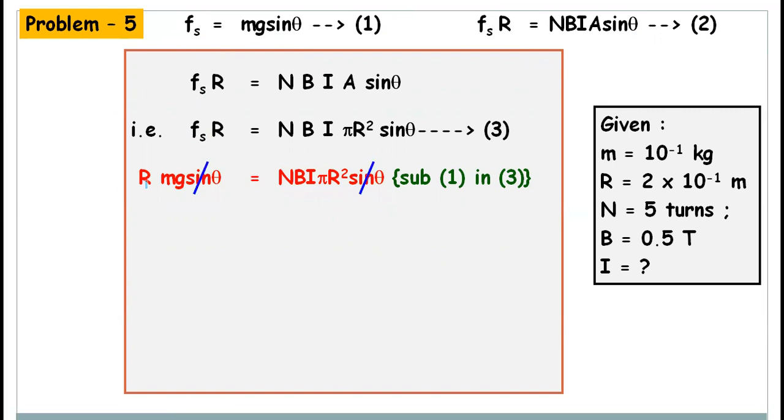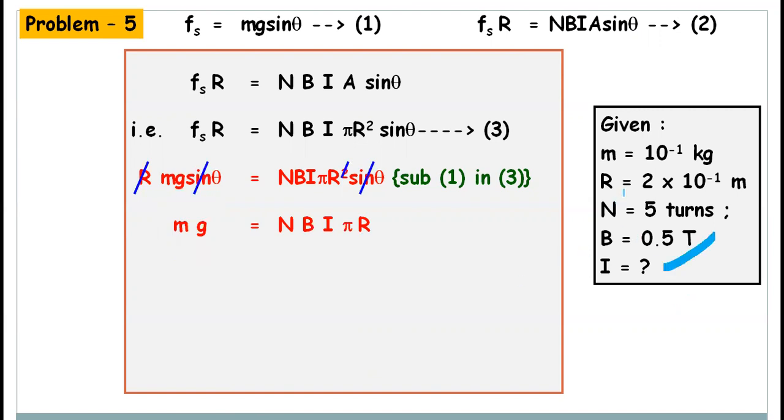On the left hand side there is one R, on the right hand side there is R square, so on the right hand side we get R into R. So the R on the left hand side and one R on the right hand side get cancelled. Therefore, what is left over in the left hand side is m into g, and the terms left over in the right hand side are N B I pi into R. What we need is the current, that is what they have asked.